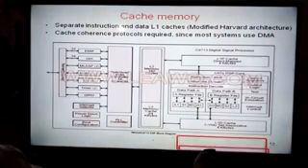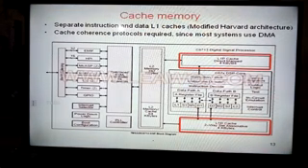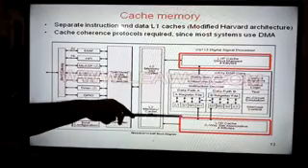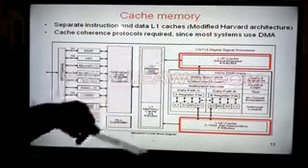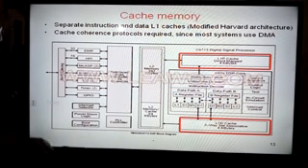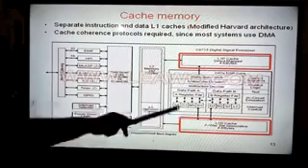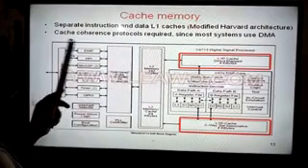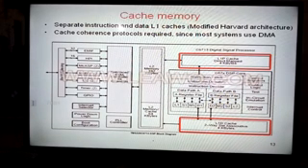Now see here, these are the two cache memories. One is the cache memory for the program and the second one is the cache memory for the data. And due to these cache memories, the burden on the processor reduces and the processing speed is enhanced.